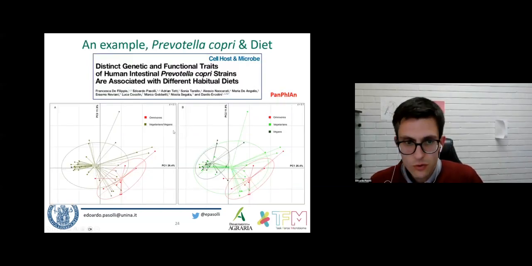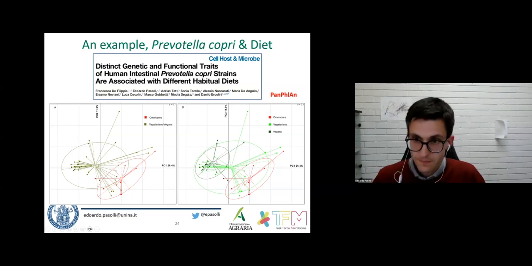I want to show a few examples of using these tools. For example, using PanPhlAn, this is an analysis that we performed a few years ago, in which we focused in particular on Prevotella copri strains in a cohort with groups on different diets. In particular, we had three diets: omnivore, vegetarian, and vegan. If we look at the strains of Prevotella copri, we can see how they differentiate. We have the omnivores here, the vegetarians, and the vegans.